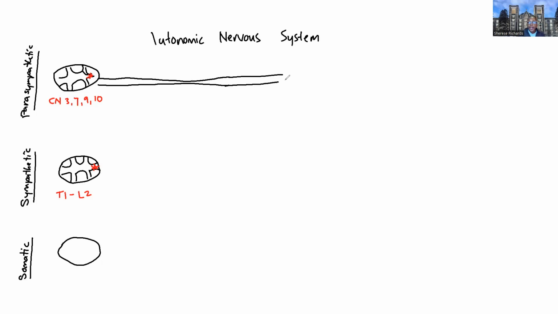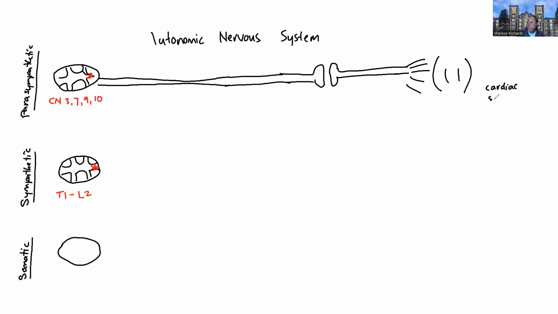Okay. So a long preganglionic, and then a short postganglionic neuron, and then out to its effector tissue. And then we're going to talk about the neuroeffector junction in just a bit, but this can be various structures that are being affected. So cardiac muscle, smooth muscle, adipose, or glands. Okay, this will go for both the sympathetic and parasympathetic.